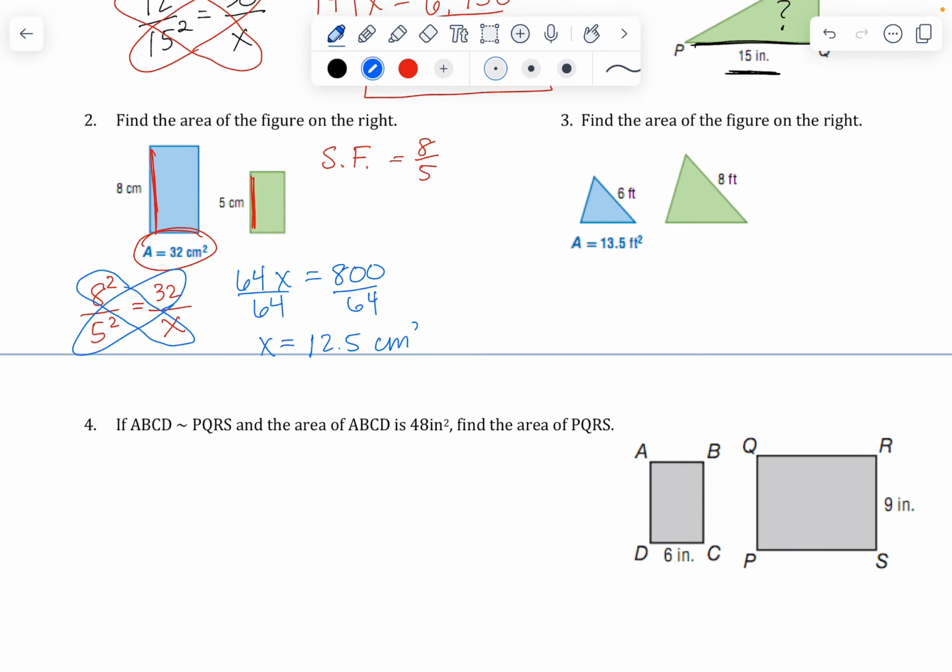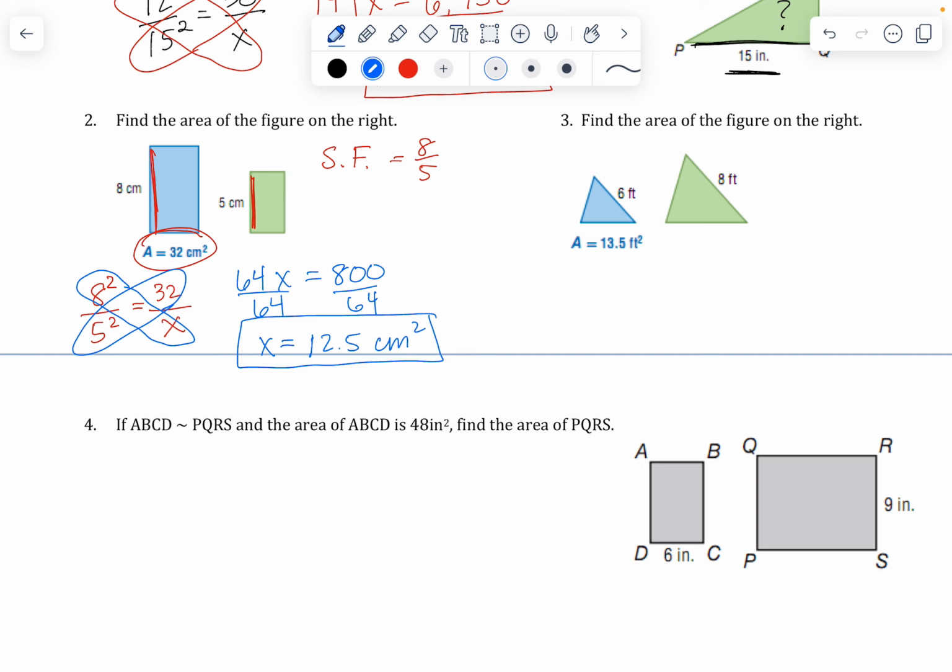I got 12.5 centimeters squared. So if the area of the blue rectangle is 32, the area of the green rectangle is 12.5. Let's try another one. Number 3, find the area of the figure on the right.